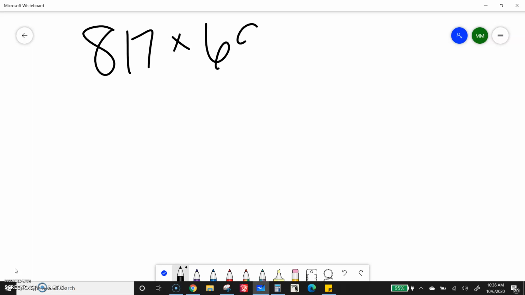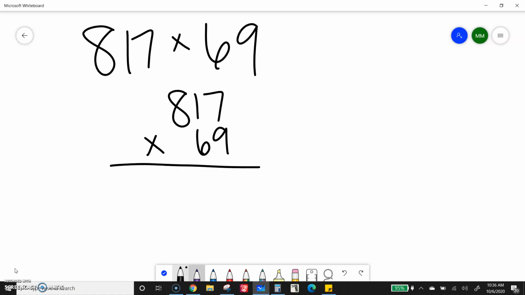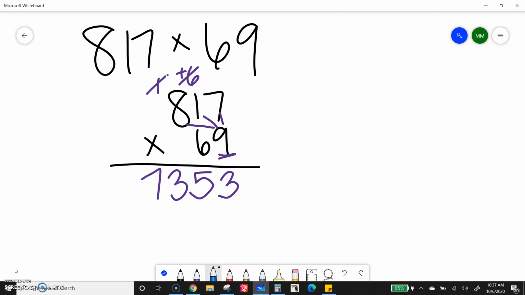817 times 69. So I'll write it vertically. So remember, which place do I start with? I start with the 9. 9 times 7 is 63. Write the 3, carry the 6. 9 times 1 is 9. Plus 6 is 15. Write the 5, carry the 1. 9 times 8 is 72. Plus 1 is 73. I'm done with those. Done with that. Done with those.